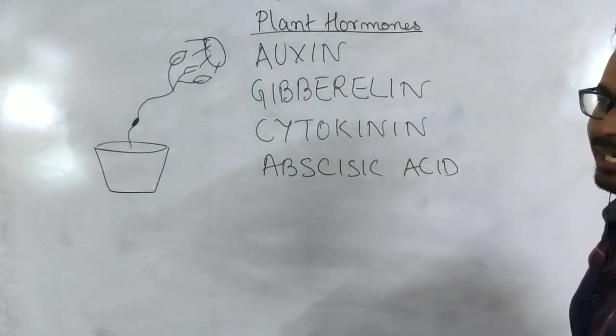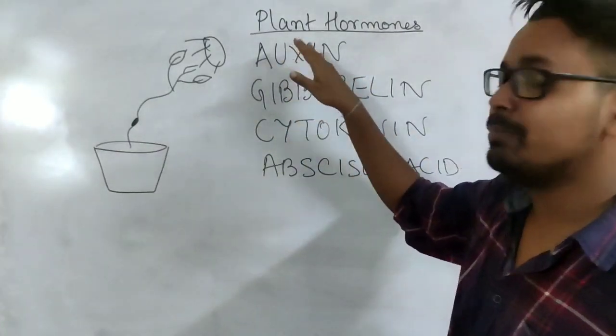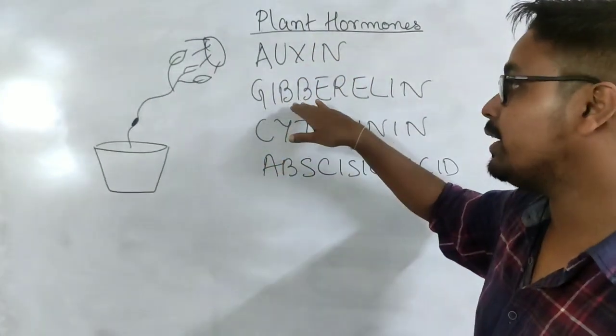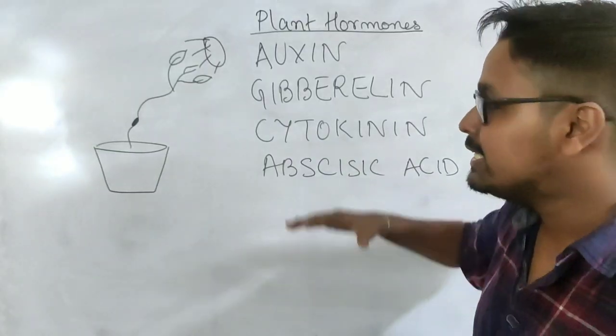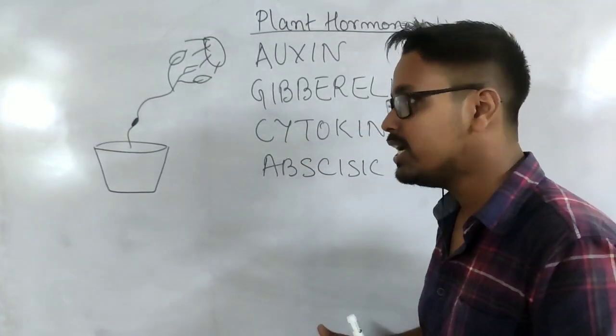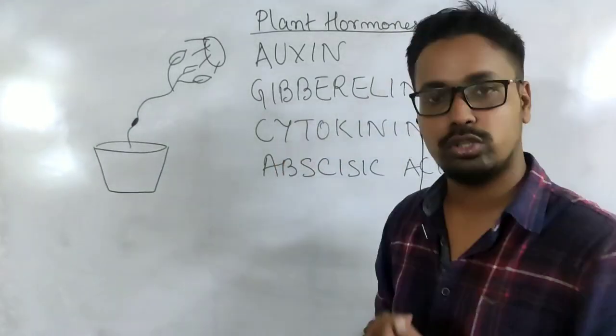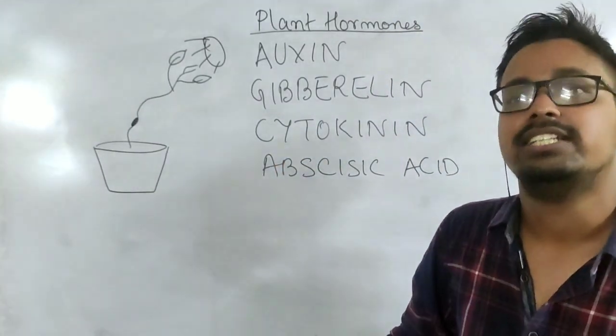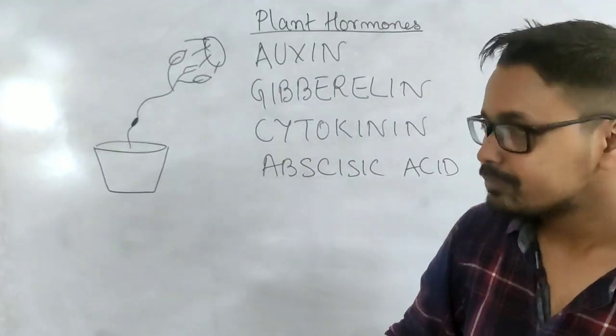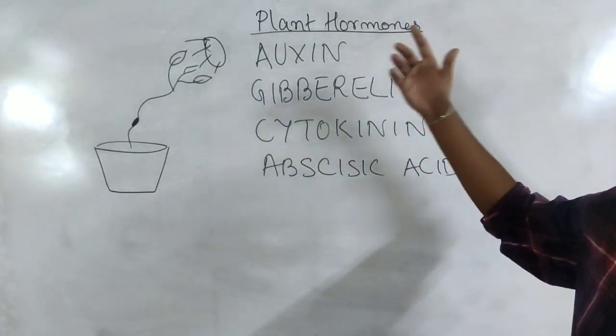Second comes the gibberellin, and gibberellin is also similar to the function of auxin. Just a change is that gibberellin has more such functions. Auxin only helps in elongation of the plant. Gibberellin helps in the growth of the plant, including flowering, germination of seeds, etc. Gibberellin is another growth hormone.